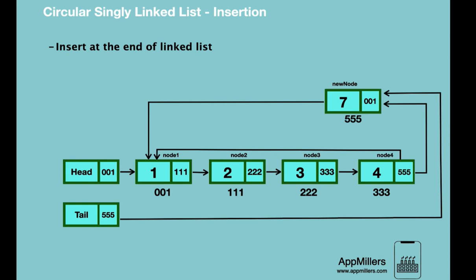So the reference from the newly created node to the first node destroys the other reference that comes from the previous last node. So this link over here gets destroyed. So with this, the insertion of a new node at the end of a circular single linked list is completed. So that's it for this lecture.